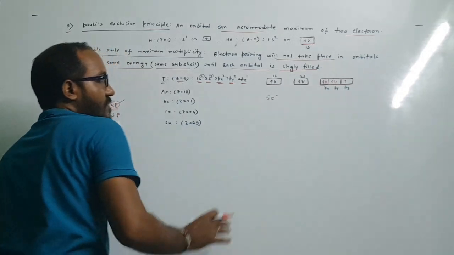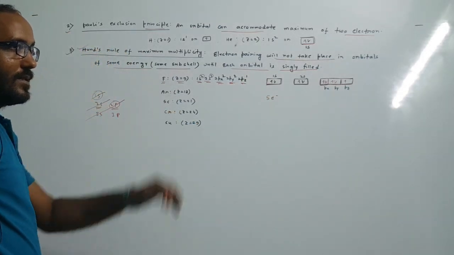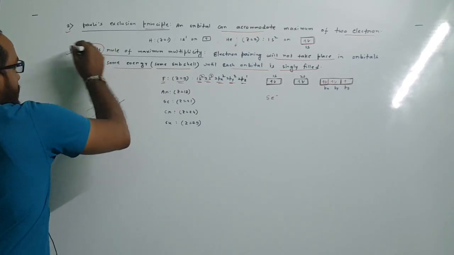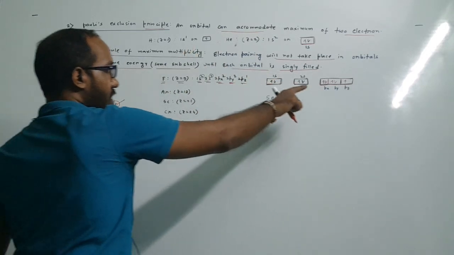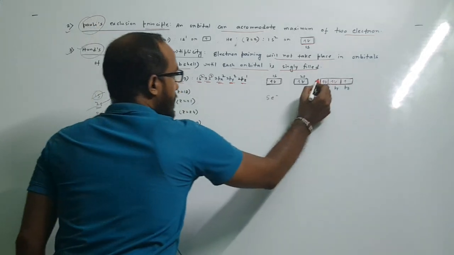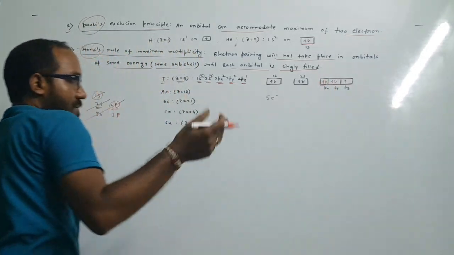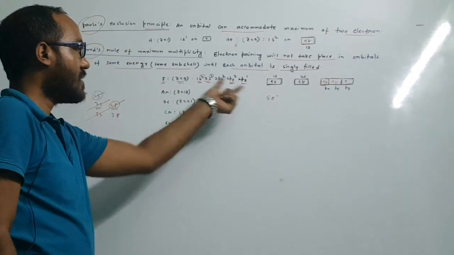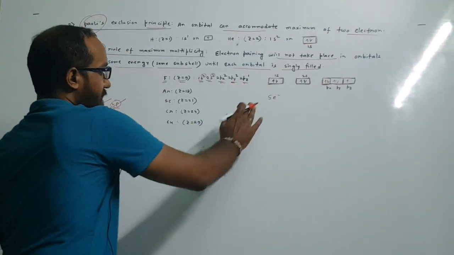See, you have 5 electrons in p orbital. But the filling nature should be according to Hund's rule, and according to Pauli's exclusion principle, in every orbital you have a maximum of 2 electrons. That's how you have to fill or write the electronic configuration, something like this.